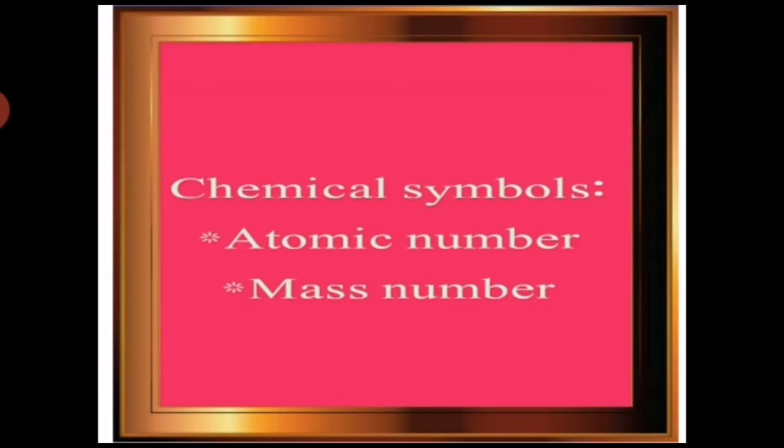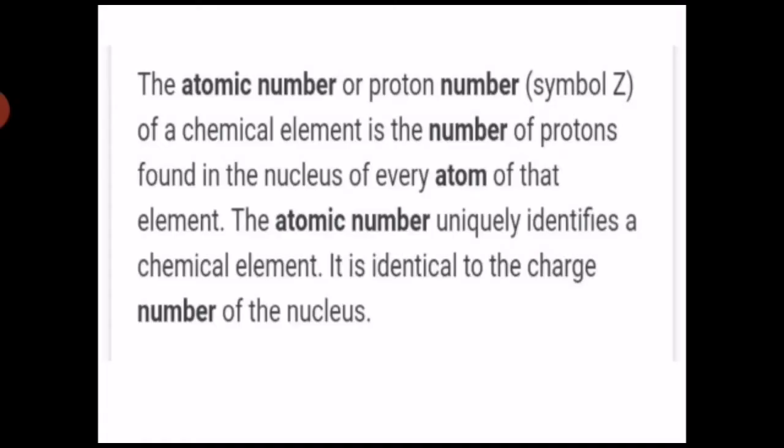Now we discuss the atomic number. The atomic number or the proton number of a chemical element is the number of protons found in the nucleus of every atom of that element. The atomic number uniquely identifies a chemical element. It is identical to the charge number of the nucleus.